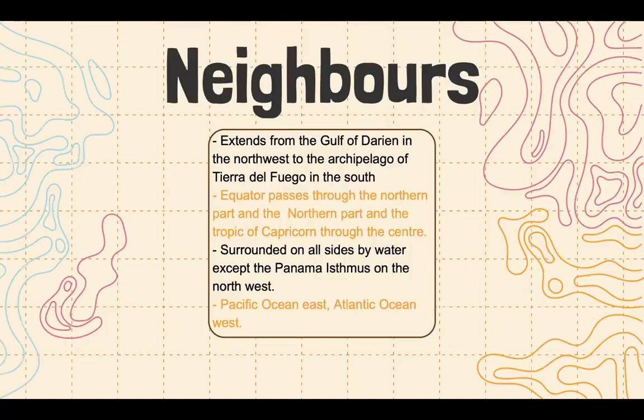Its neighbors, so basically what it's surrounded by, it extends from the Gulf of Darien in the northwest to the archipelago of Tierra del Fuego in the south. The equator passes to the northern part and the Tropic of Capricorn to the center. It is surrounded on all sides by water except the Panama Isthmus on the northwest. The Pacific Ocean is in the east and the Atlantic Ocean is in the west.